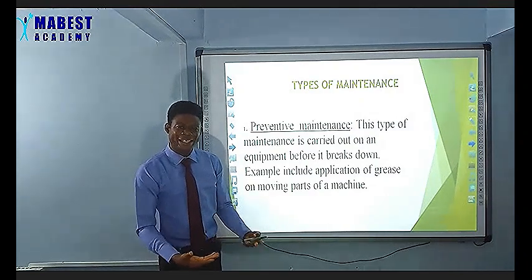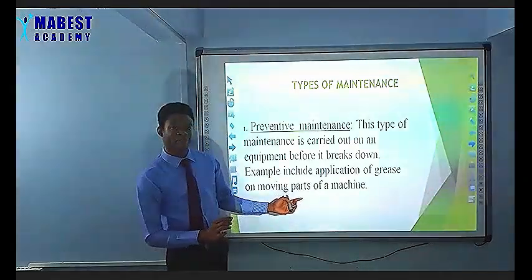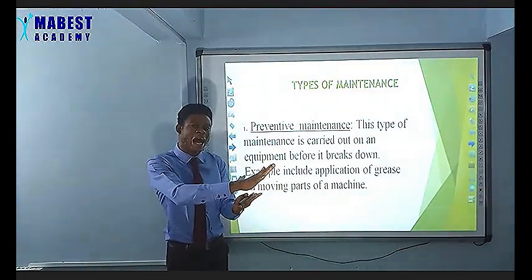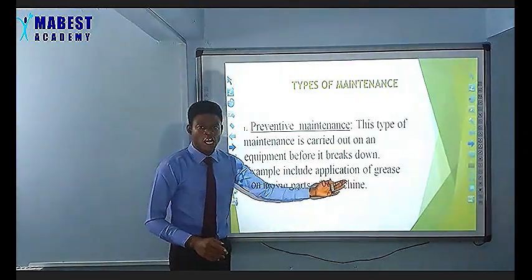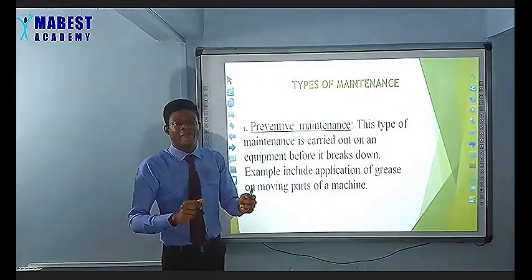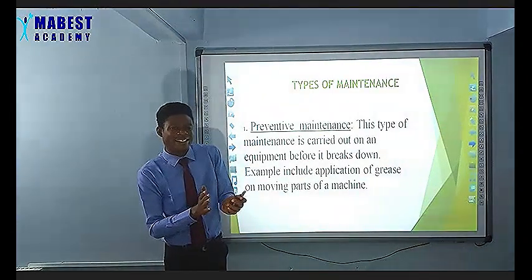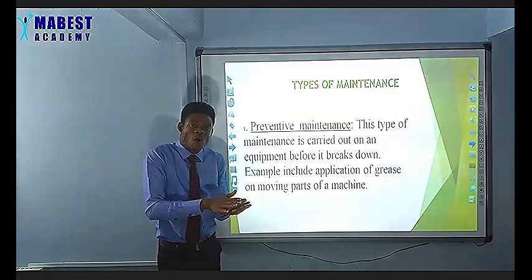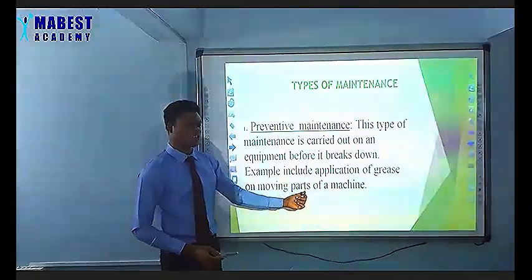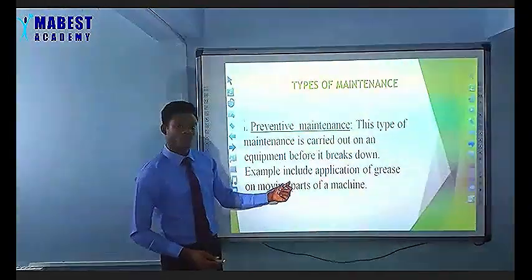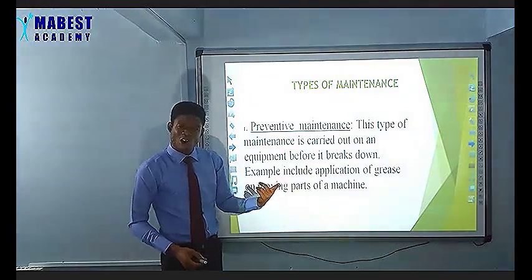And why are we applying grease? So as to allow the chain or the moving part of a machine to glide over another easily. If you do not apply grease, you notice that the machine finds it difficult to move. That is, the machine finds it hard to glide over one another. So we apply grease to what? To the moving part of a machine to avoid it from breaking down. You can also apply grease to avoid it from rusting.